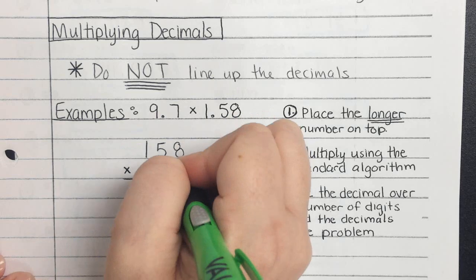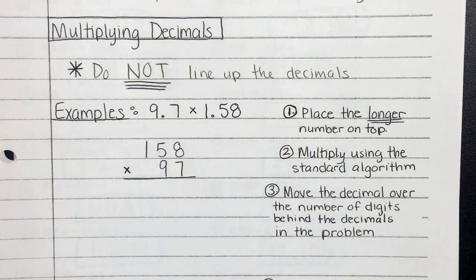9.7. And again, I'm just going to leave that out. I'm just going to put 9 and 7. Okay? If I don't write the decimal, can I put it in a line? No, I just saved myself a possible mistake. All right. 7 times 8. We're just going to do our regular multiplication.